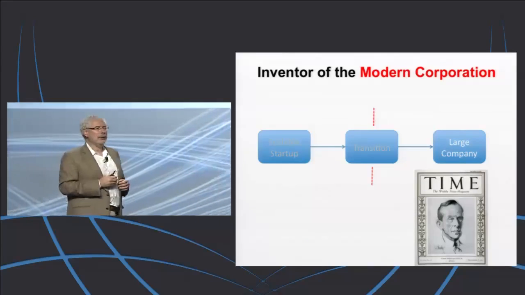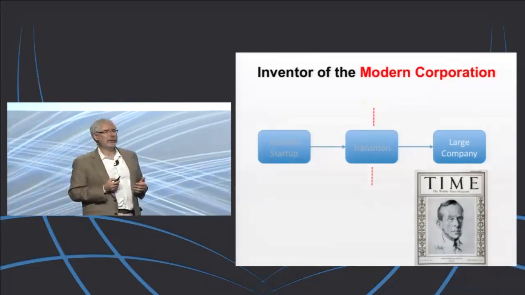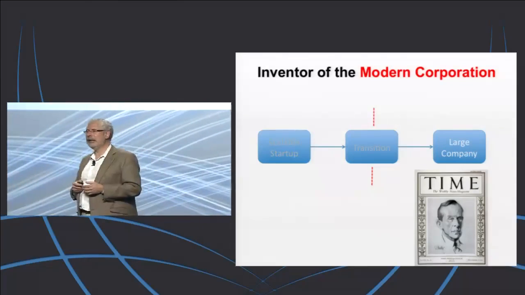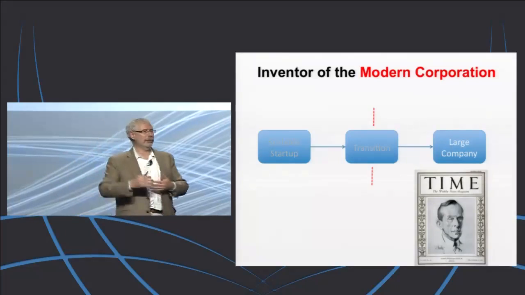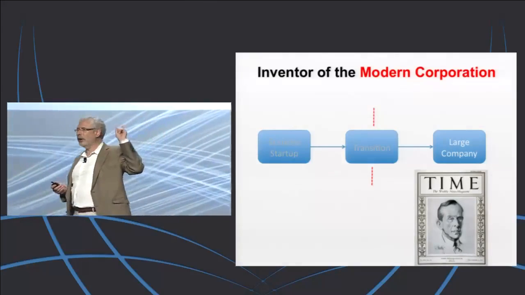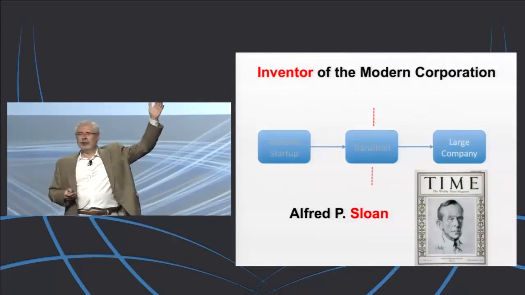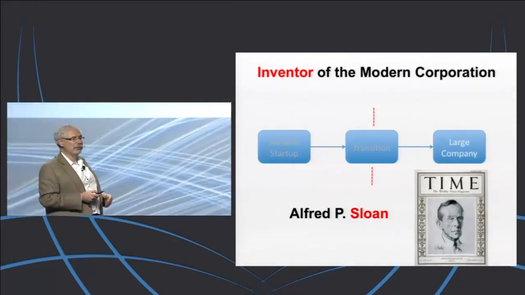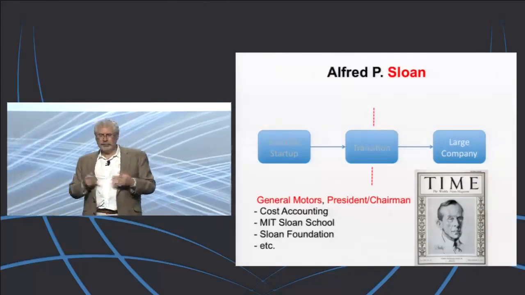At the beginning of the 20th century, there was a guy who's thought of as the inventor of the modern corporation. His picture was in Time magazine. I don't know if anybody knows what magazines are. They used to kill dead trees and print ink on them. My kids will have no idea what they are. But anybody recognize this guy? Alfred P. Sloan. Anybody know who Alfred P. Sloan is? Chairman of General Motors, thought of as kind of the leading innovator.